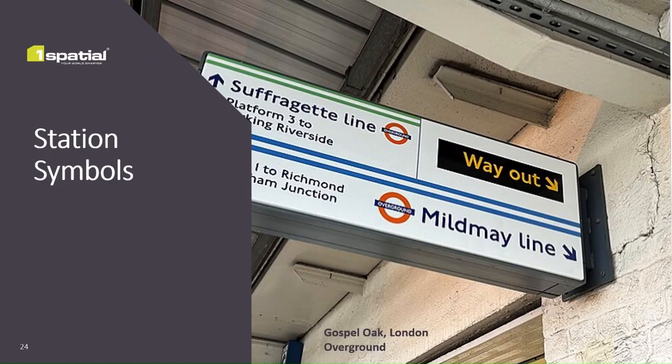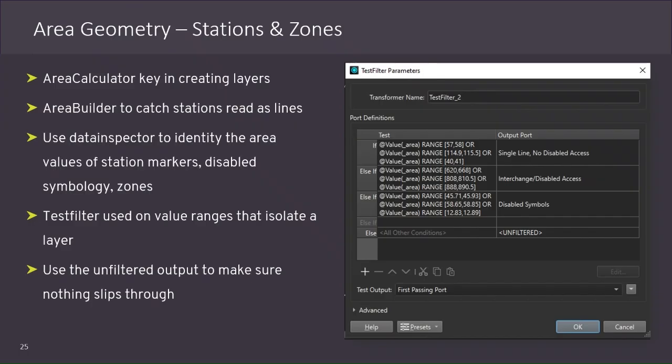I'll now take you through how I extracted the station symbols. So one process I just wanted to touch on first before I dive into everything is the area geometry and how a process worked to get it out into the separate stations and zones to create their own sort of workflows. So first of all, really, we've got to get those lines that were caught as station markers and use the area builder to build those as station markers. But once we have that, using the area calculator was how I separated the zones away from the station markers to create their own data flows.